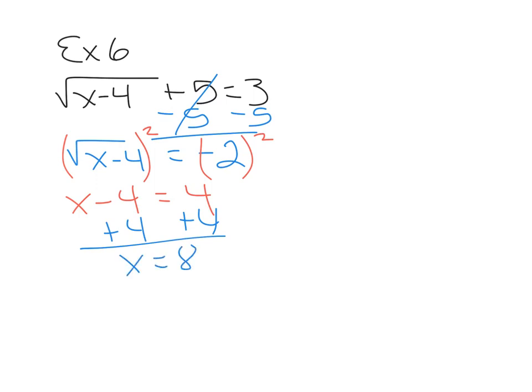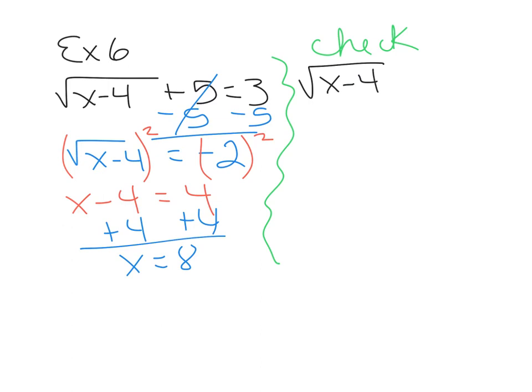We are going to check this solution. You check by rewriting the original equation, square root of x minus 4 plus 5 equals 3, and then taking your solution and substituting it where x is. So that's what we're going to do. We're going to put an 8 in there for x.